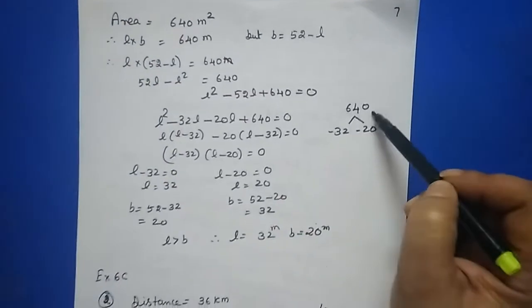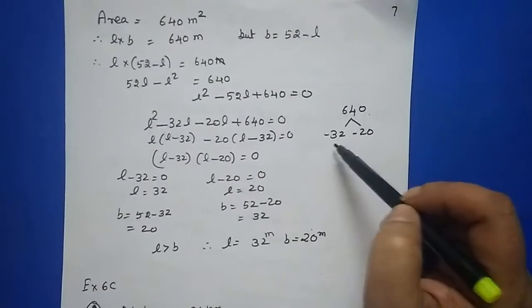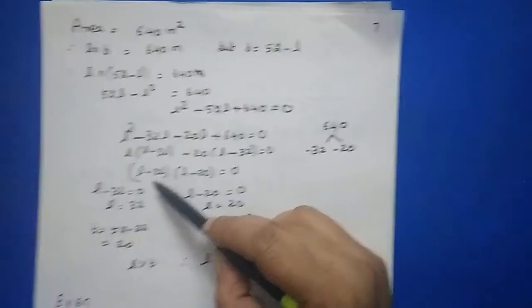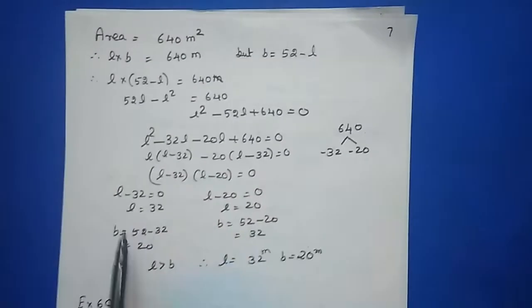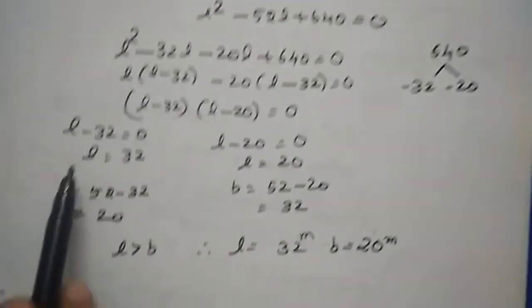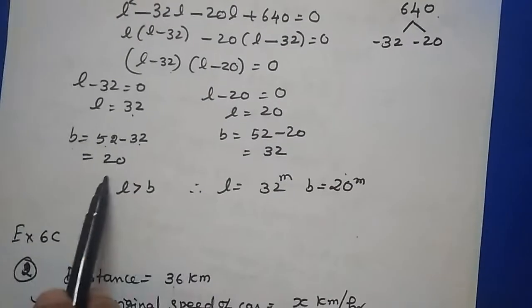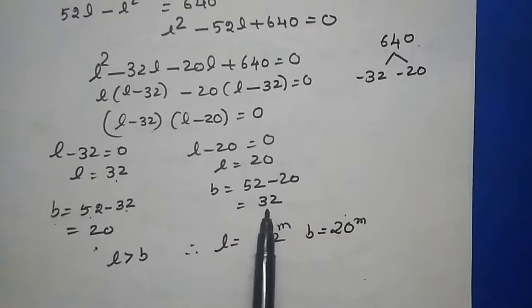So, splitting 640 and the last plus sign. So, addition of the factors minus 32 minus 20. You are getting L minus 32 into L minus 20 is equal to 0. You take L minus 32 is equal to 0. L is equal to 32. In the place of B, 52 minus 32, 20. Suppose you are taking L is equal to 20, B is 32.